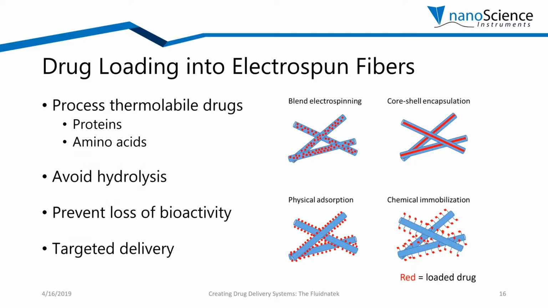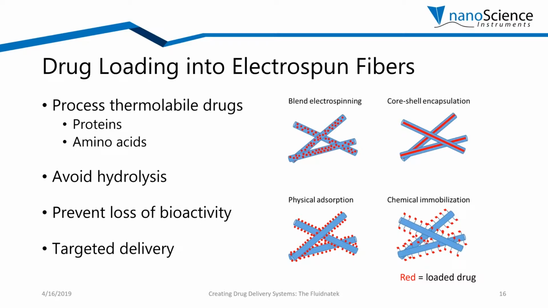Because the electrospinning and electrospraying techniques can operate at room temperature, drugs that are sensitive to temperature can easily be processed without affecting their activity. For example, we can easily process proteins, peptides, and amino acids without changing their native structure. There are various ways to load a drug into electrospun fibers or particles. These include blend electrospinning, in which a drug and polymer solution are completely blended in the solution to then obtain a uniform distribution of the drug throughout the fiber or the particle.